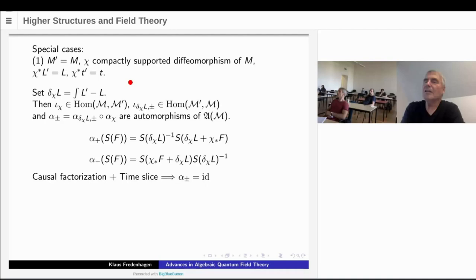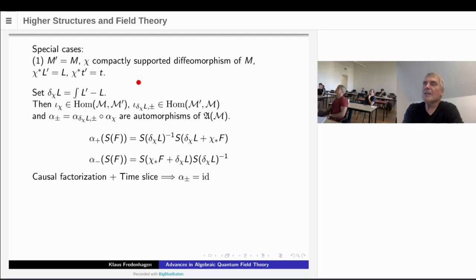Now the difference from this general situation before is that now L and L prime are Lagrangians on the same spacetime because M prime is equal to M. So we can look at the difference of the two Lagrangians and integrate it. And for this, we need the fact that this diffeomorphism has compact support. So this is a well-defined functional, which we can treat as an interaction.